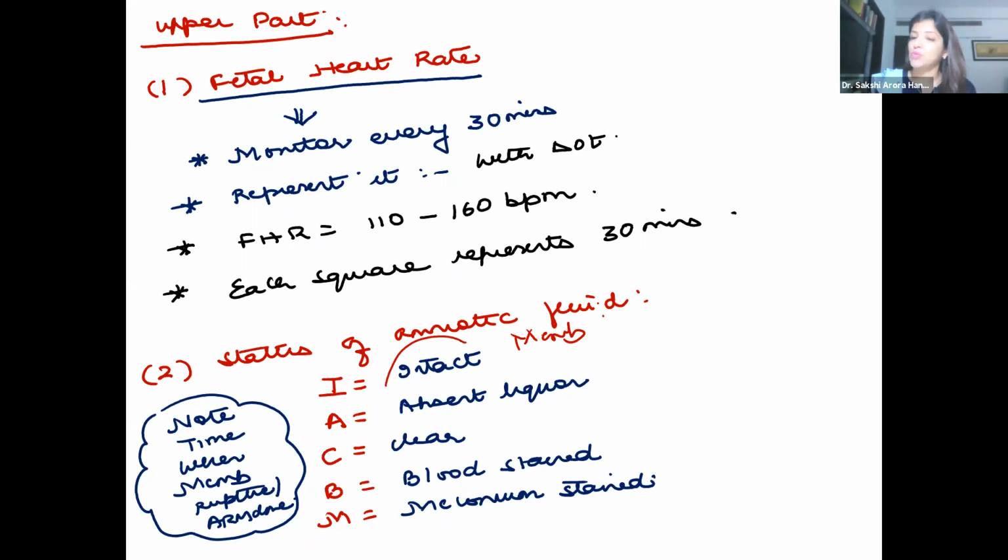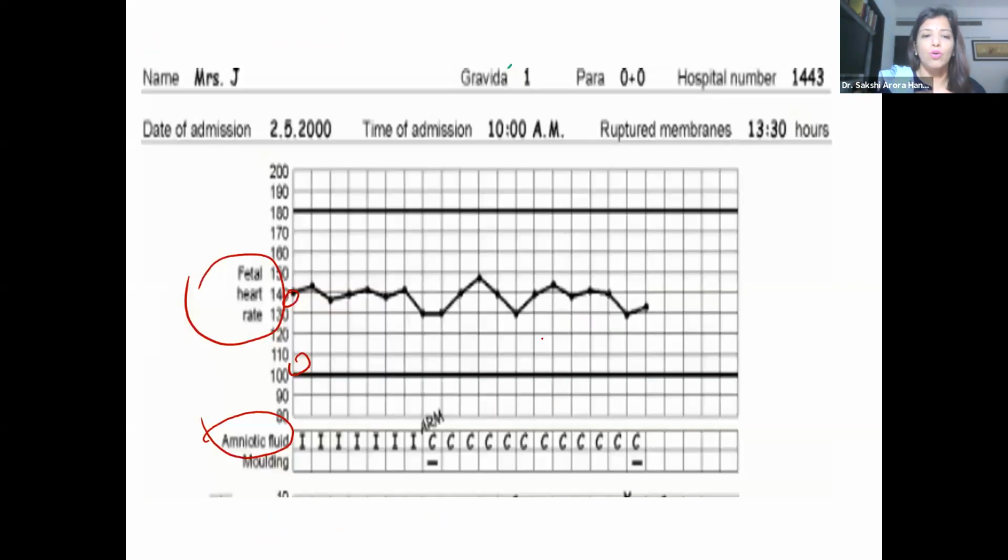So if membranes were intact when a patient came, you are going to write I, and then you are going to write the time. You are going to note the time when the membranes got ruptured, or whether you artificially ruptured them. You are going to write that there as well, right? So over here, you can see when the patient came, it is I, that means the membranes were intact, and then ARM was done and you got C. That is clear fluid was obtained, right?